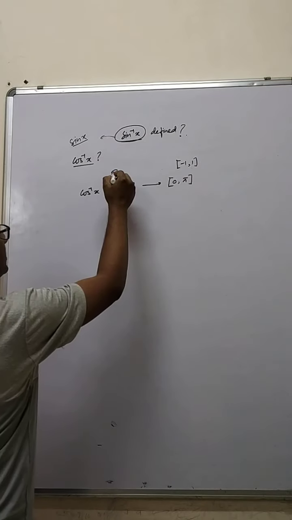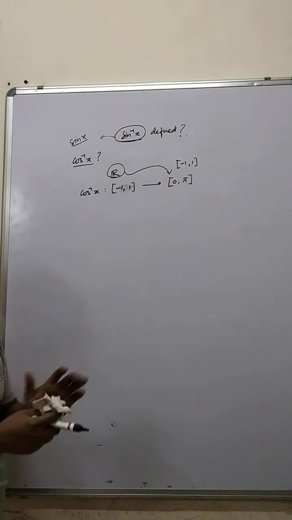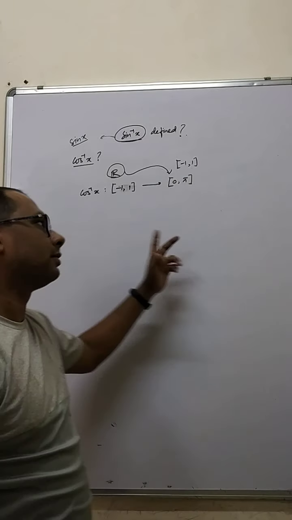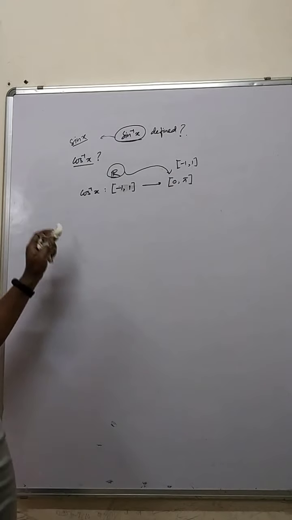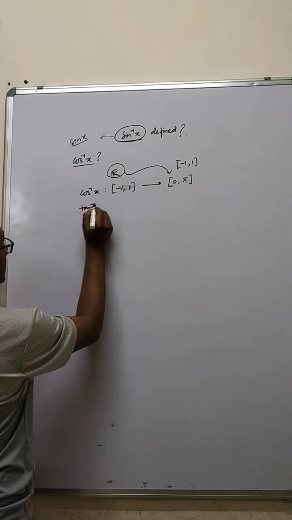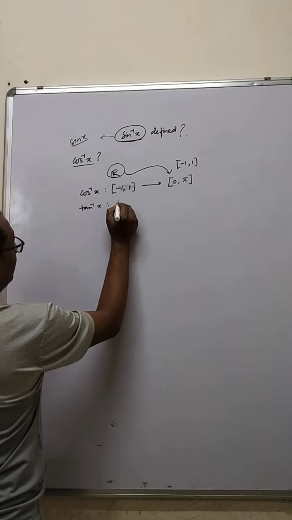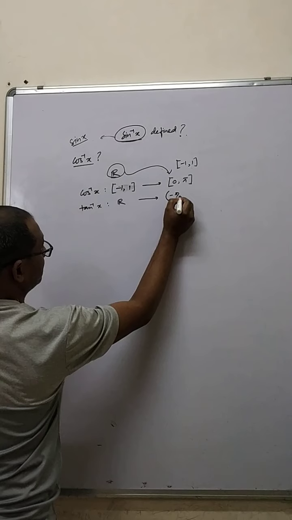Okay, so we have to restrict the domain of cos x, R, to 0 to pi so that the function becomes 1-1. It is already onto. We have made it onto. Okay, so that is how the rest of the trigonometric functions will also be defined. Tan inverse x will be defined from all R to the open interval -pi/2 to pi/2.